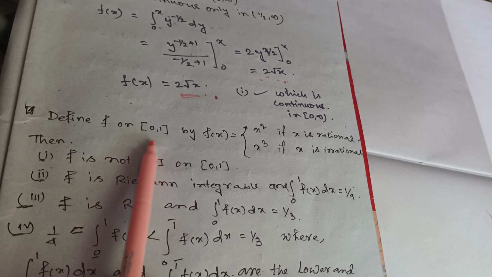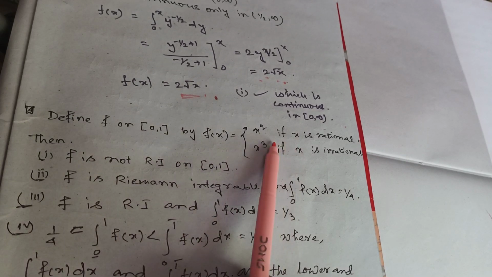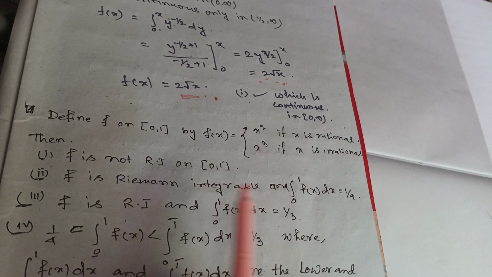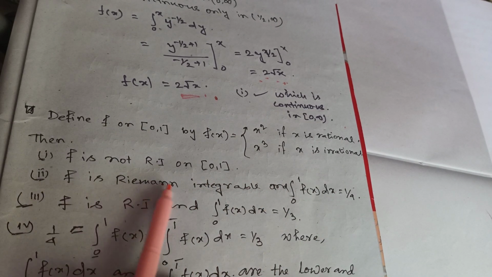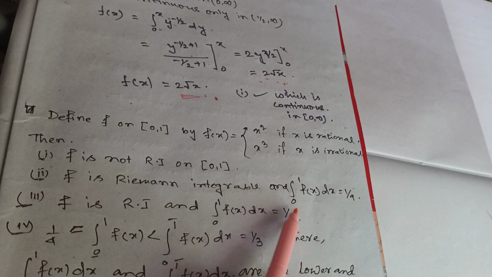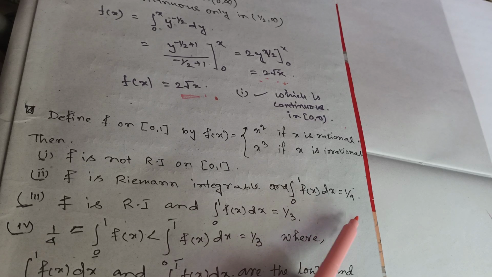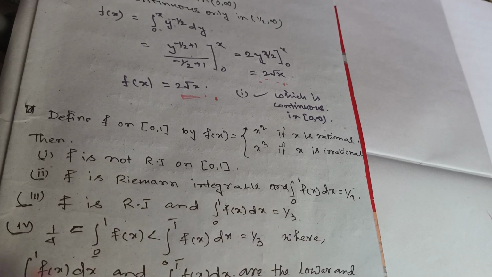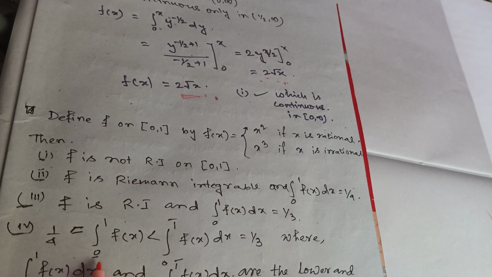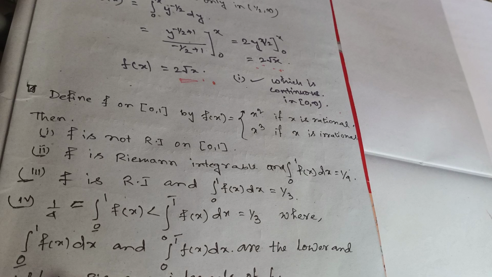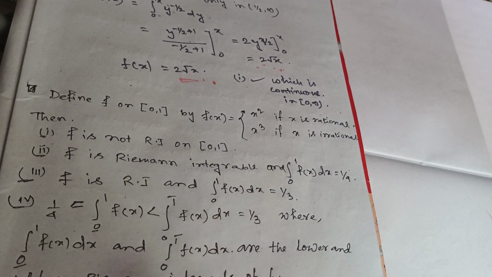Define f on the closed interval [0,1] by f(x) = x² if x is rational, x³ if x is irrational. Then which option is correct? First option says f is not Riemann integrable on [0,1]. Second: f is Riemann integrable and the integral from 0 to 1 of f(x) dx equals 1/4. Third: f is Riemann integrable and the integral equals 1/3. Fourth: 1/4 equals the lower integral, which is less than the upper integral, equal to 1/3, where the lower and upper integrals are Riemann integrals.